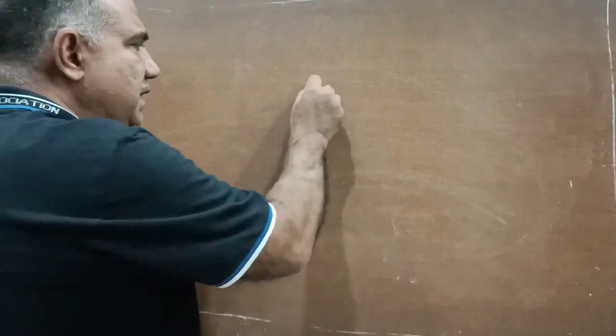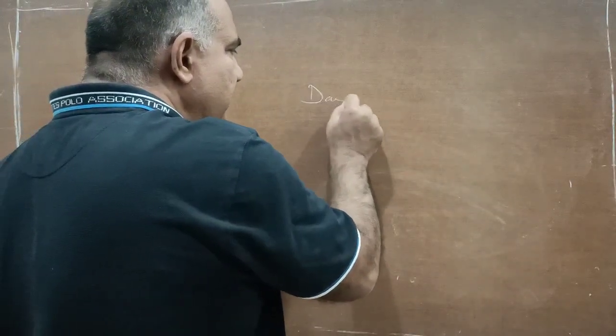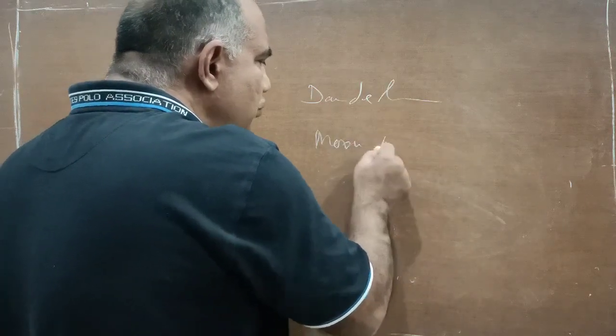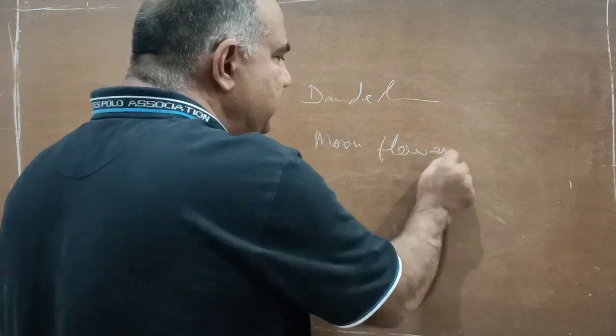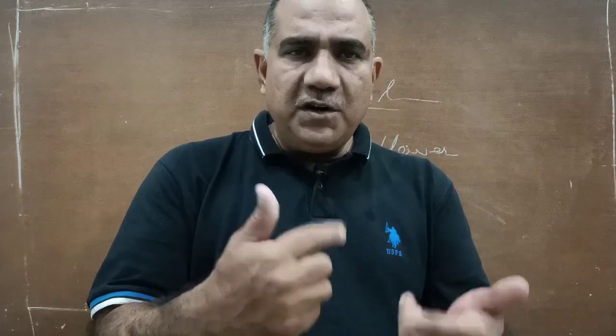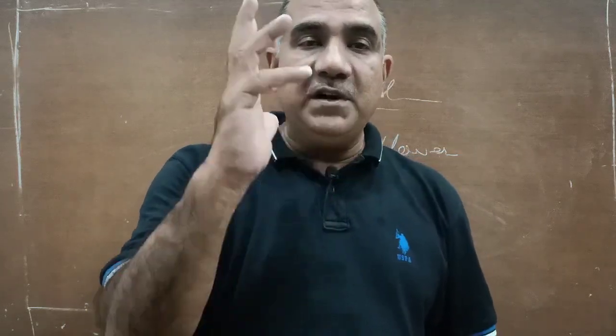So we will study about two flowers, dandelion flower and moonflower. See here, the concept is only one. Dandelion flower opens up in daytime and closes in the night. And moonflower opens up in the night and closes in the daytime. Irrespective of which flower opens when, what is more important for us is to understand how the opening and closing of the flower takes place.